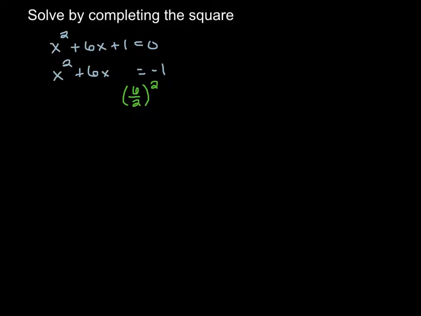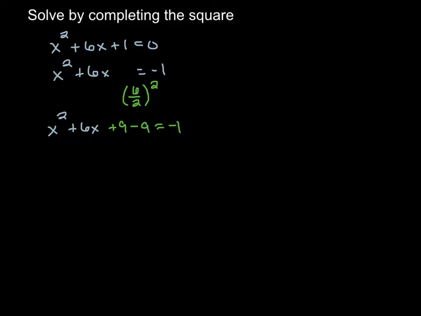So we're going to have x squared plus 6x. 6 divided by 2 is 3. 3 squared is 9. So it's plus 9 minus 9 equals negative 1. See how we didn't change the equation at all, because we just added 9 and we took it right away. So we didn't change the equation, we just rewrote it differently.